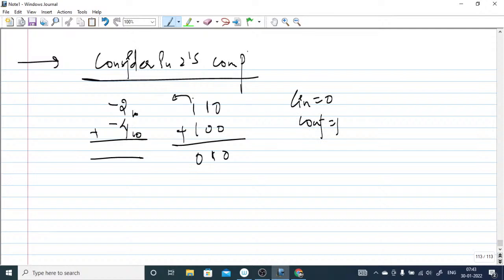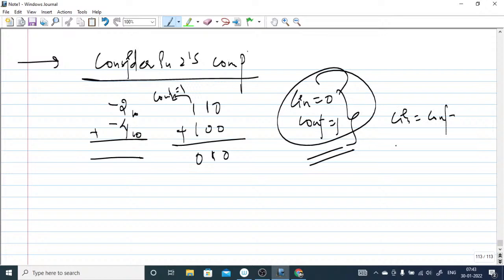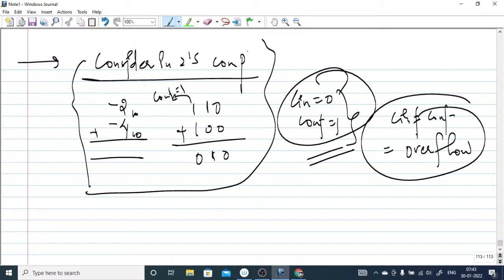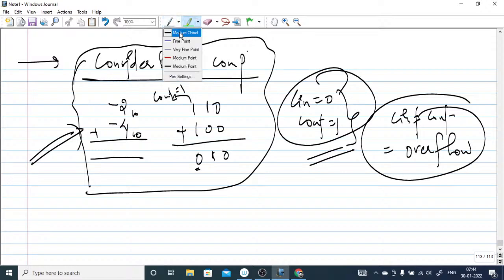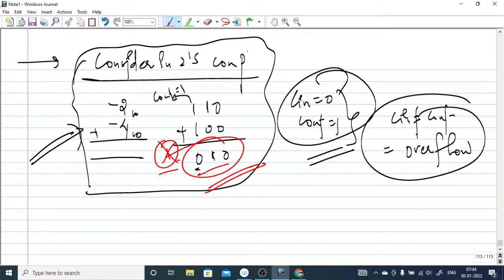You can see here one carry will be there. So if C in does not equal C out, it means overflow is there. This is method 1. In case of method 2, we are adding two negative numbers and the result is positive, because the sign bit is 0 here. In 2's complement you always neglect this C out, you can think of it as an end around carry kind of concept. So adding two negatives and getting a positive, there will be overflow.